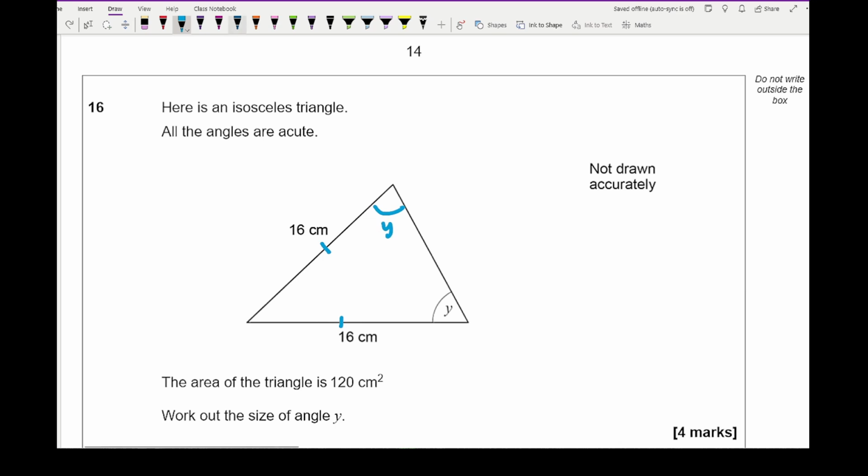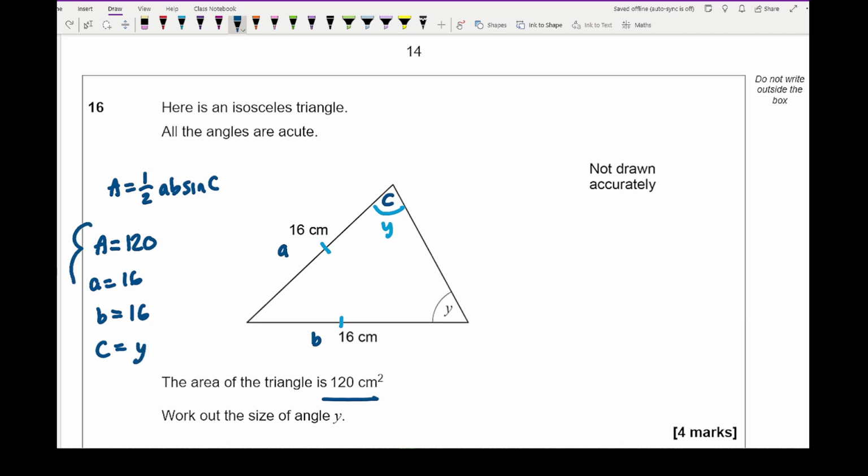And then from this, we can work out, using the area is equal to a half ab sine C. Now if I label this as angle C, then that's going to be a and that's going to be b. And we know that the area of the triangle, as stated in the question, is 120. So a is equal to 16 and b is also equal to 16 and C is equal to y. So substituting all of this information into this formula here, what do we end up with?